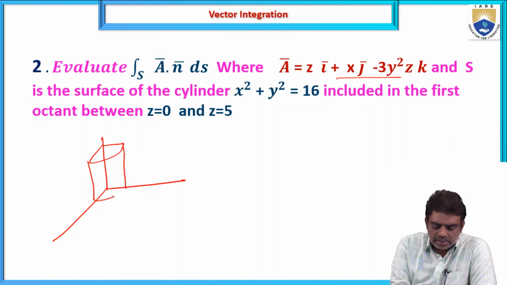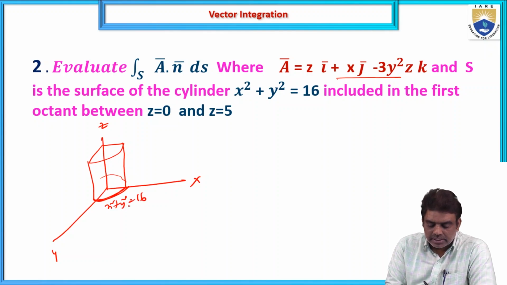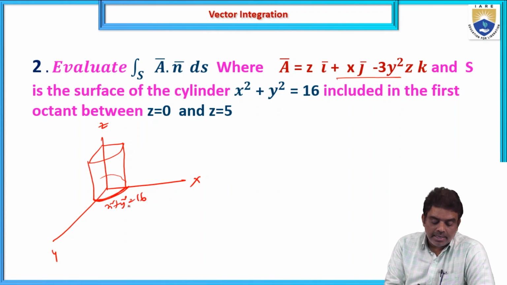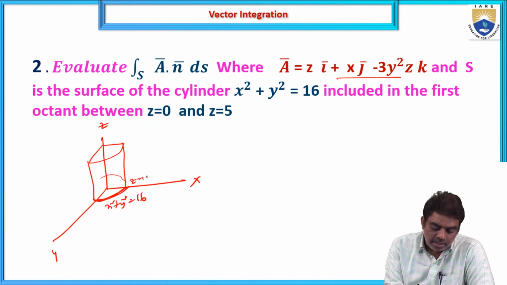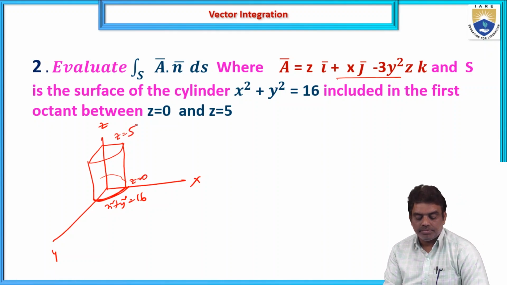So this is the picture: x-axis, y-axis, z-axis, and x square plus y square is equal to 16. If you continue this, it will be a circle, x square plus y square is equal to 16. This is the circle. And here z is equal to 0, because it is in the xy plane, and the upper limit is z is equal to 5.